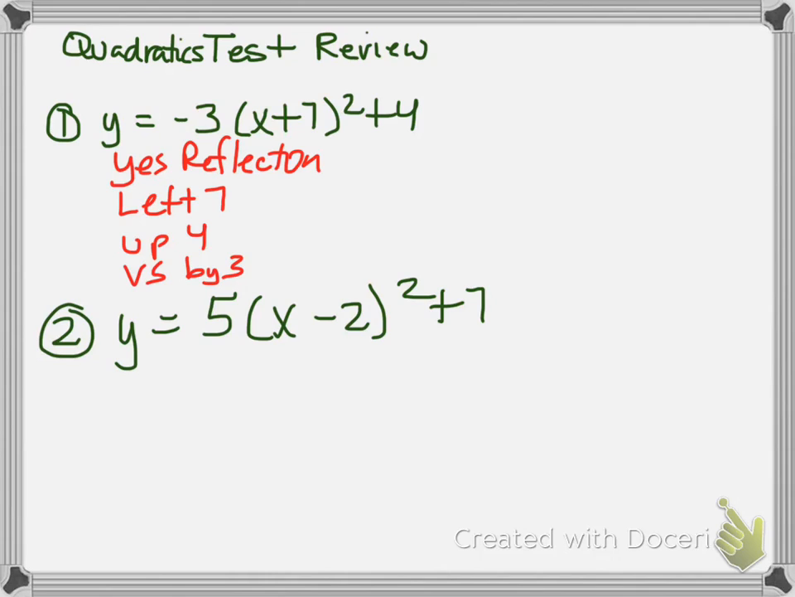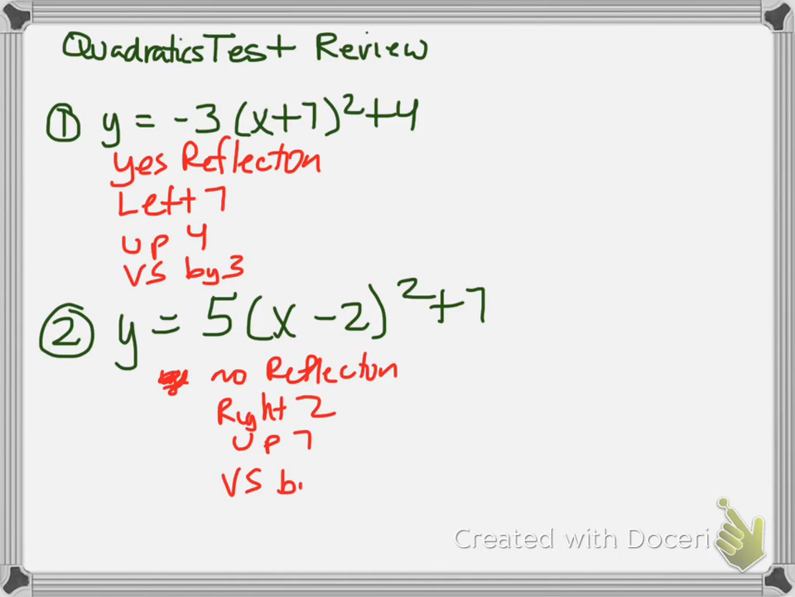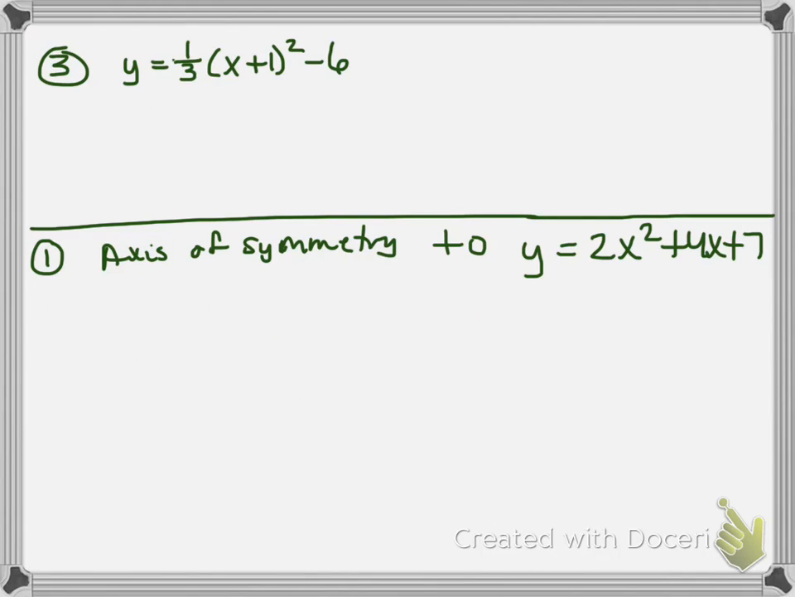So, number 2, reflection. Now, reflection. And that minus 2 moves? Right 2. Up 7. Vertical stretch by 5. And I put 7, it's by 5. So make sure that you're just going over it so you can be ready for the exam.